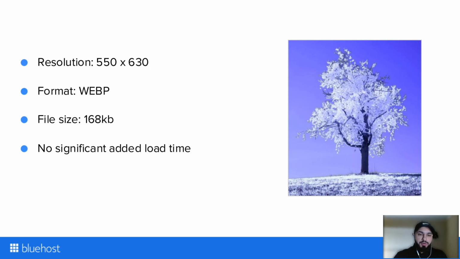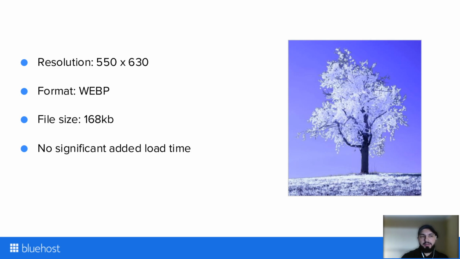Now, after cropping that image and resizing it and converting it to WebP and compressing it, here is the image that I would say we should upload to fix the largest contentful paint issue, or fix that image performance. So the final resolution is 550 pixels by 630. It is a WebP format. Total size is 168 kilobytes, down from 2,500. And this image added no significant load time to the page. So we got that result.